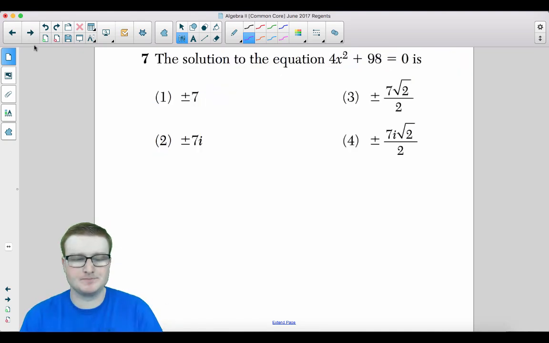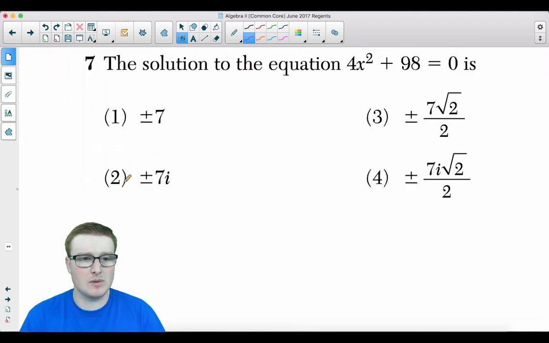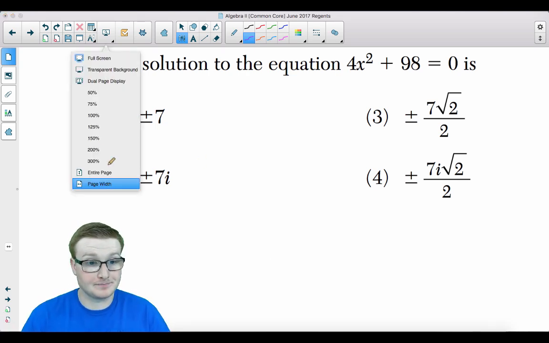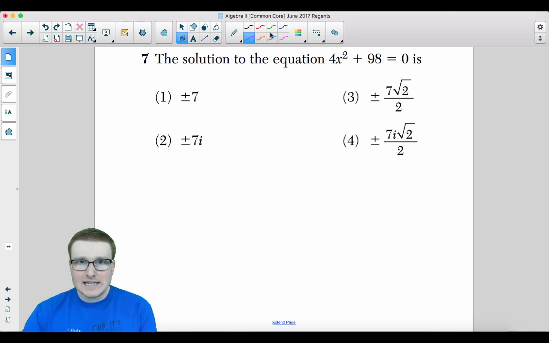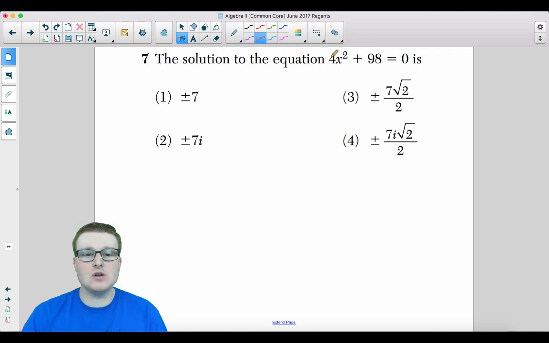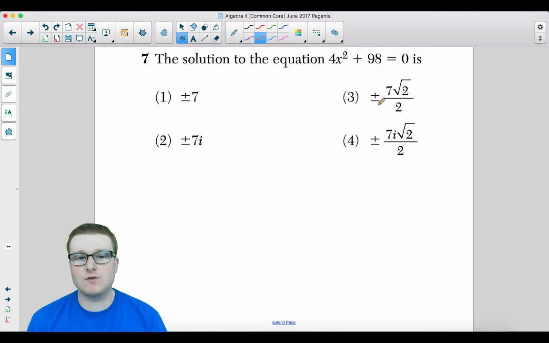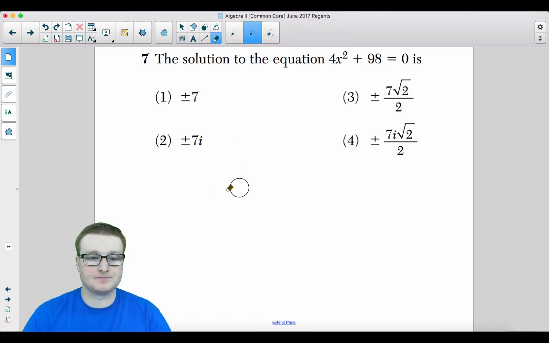It's going to get a little bit trickier, but we'll talk about it when we get to it. Number 7, the solution to the equation 4x squared plus 98 is equal to 0 is what? So here's the thing that you should be thinking about. It's significantly easier if you move that 98 over to the right-hand side, divide by 4, then take the square root. Because if you do the quadratic formula, it's going to get messy.